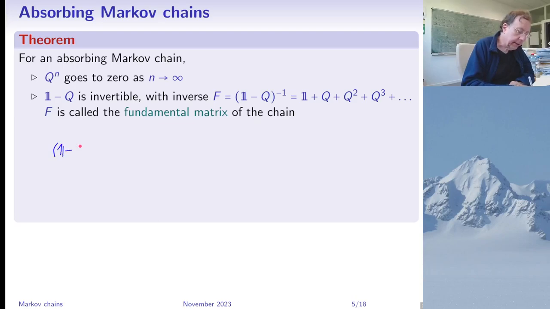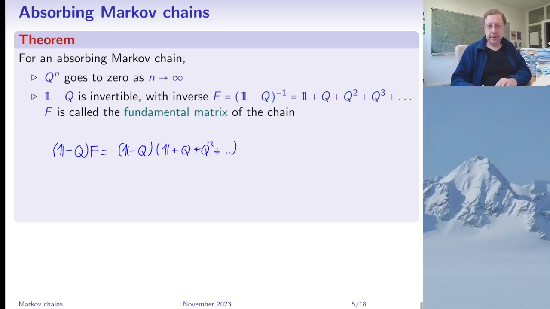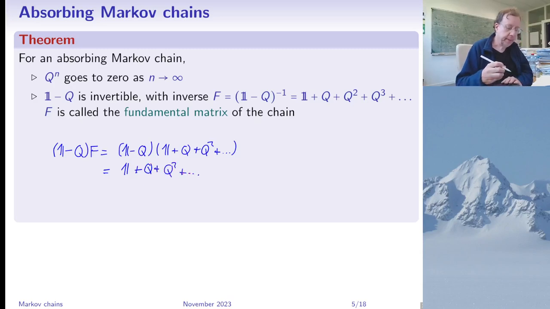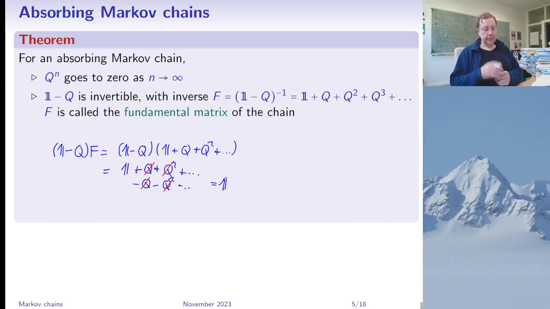And so how do you prove this? Well, simply you compute identity minus Q times F. So that will be identity minus Q times this infinite sum, identity plus Q plus Q squared, and so on. Now if I expand this product, first I take identity times all these terms in the sum, so it will give me identity plus Q plus Q squared, and so on. And if I multiply everything by minus Q, I will get minus Q, minus Q squared, and so on. And you see that all these terms cancel, so that in the end I get the identity matrix, and that means that the inverse of identity minus Q is indeed this infinite sum.